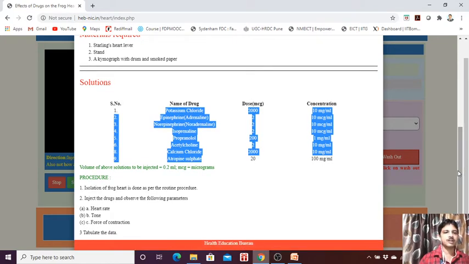Now during this, we are mainly going to see the heart rate. The heart rate will be displayed on the screen. You can find the basal heart rate, and after the drug administration what the heart rate is. So there is no problem with that. Next is tone, whether it is normal, increased or decreased, that you have to identify.